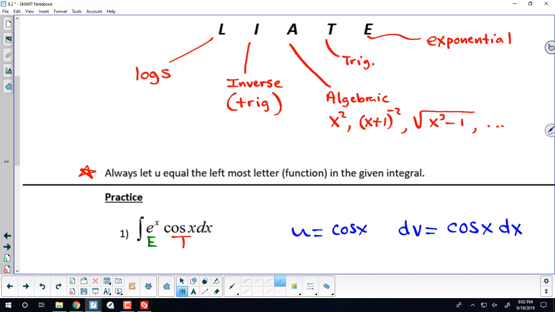Wait, what did this say? Oh, yeah, sorry, that's e to the x dx. Thank you. I don't know why I wrote that twice. It's a long day. That makes sense.